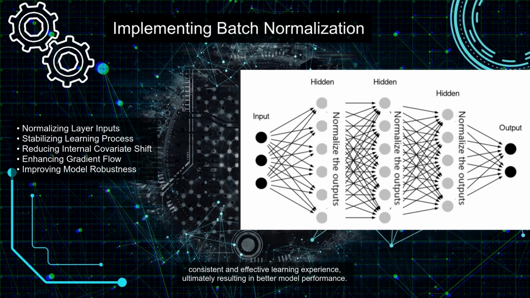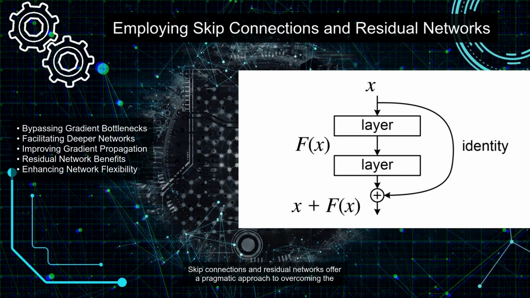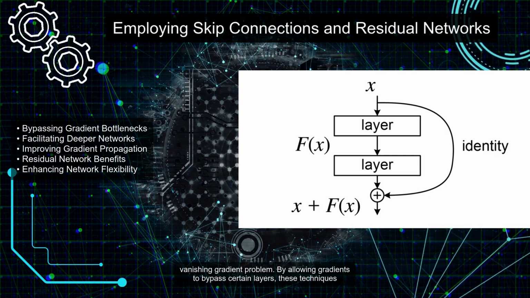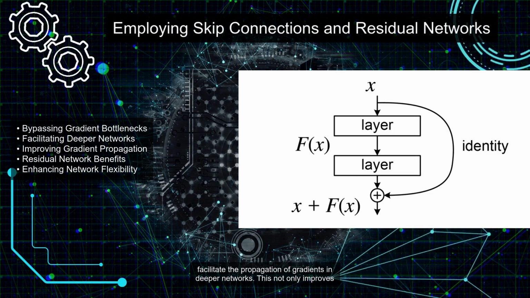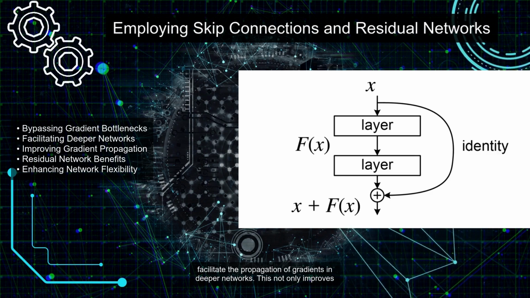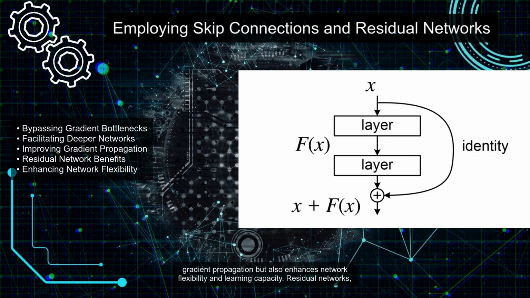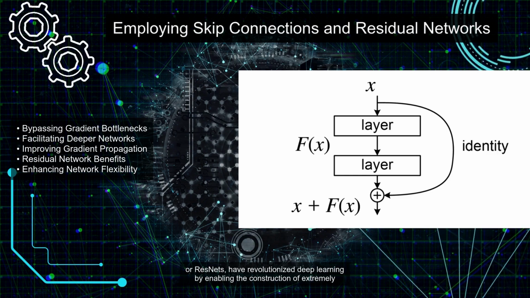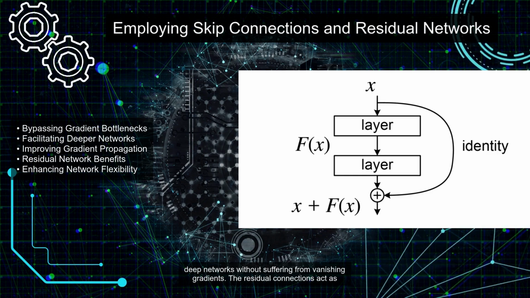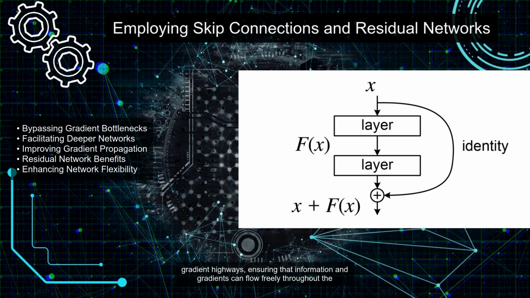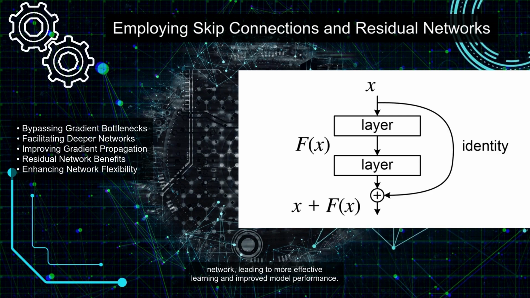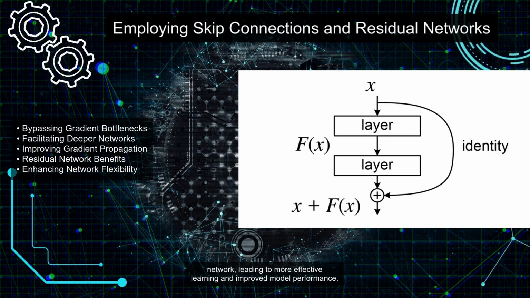Skip connections and residual networks offer a pragmatic approach to overcoming the vanishing gradient problem. By allowing gradients to bypass certain layers, these techniques facilitate the propagation of gradients in deeper networks. This not only improves gradient propagation but also enhances network flexibility and learning capacity. Residual networks, or ResNets, have revolutionized deep learning by enabling the construction of extremely deep networks without suffering from vanishing gradients. The residual connections act as gradient highways, ensuring that information and gradients can flow freely throughout the network, leading to more effective learning and improved model performance.